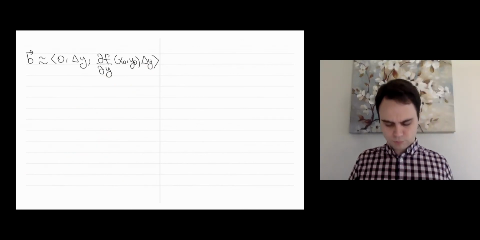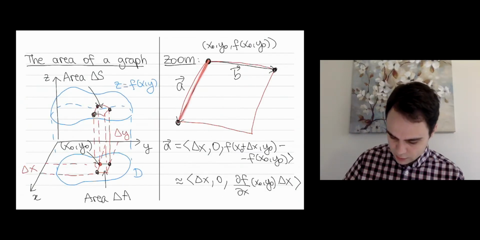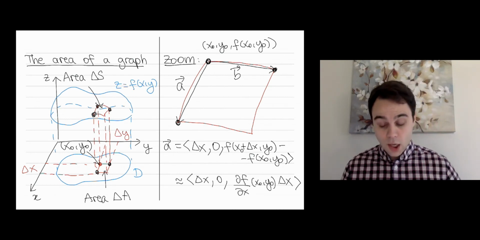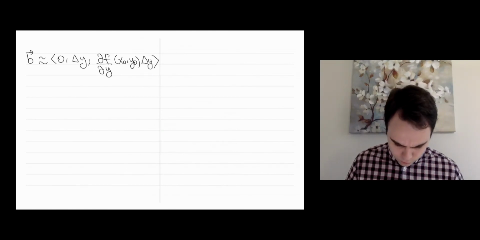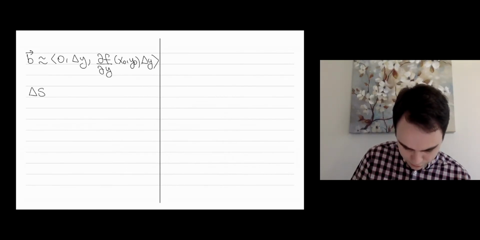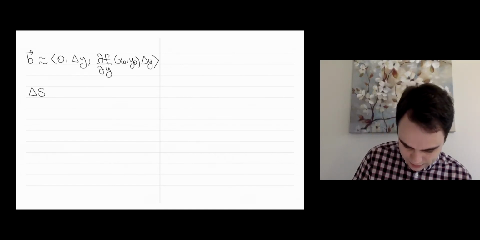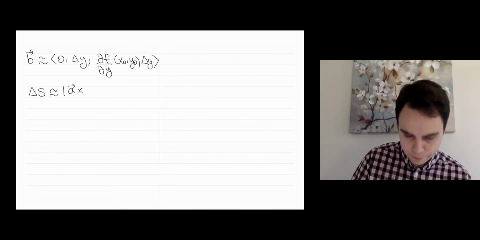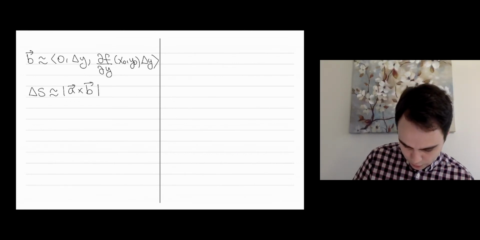Okay, so now the area of the parallelogram, looking back at this picture, the area we're interested in is really close to the area of the parallelogram spanned by A and B. The area of this parallelogram can be computed as a cross product. So delta S, let me just write everything down. So delta S, the area of this curved rectangle, is approximately the length of the cross product of A and B, right? Because this is the area of the parallelogram.